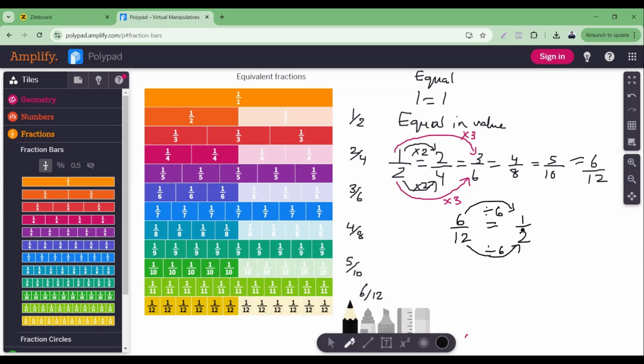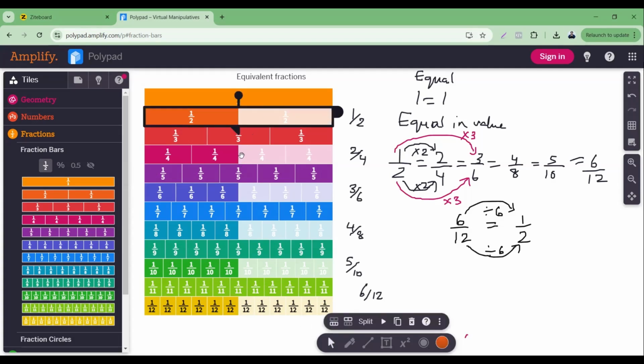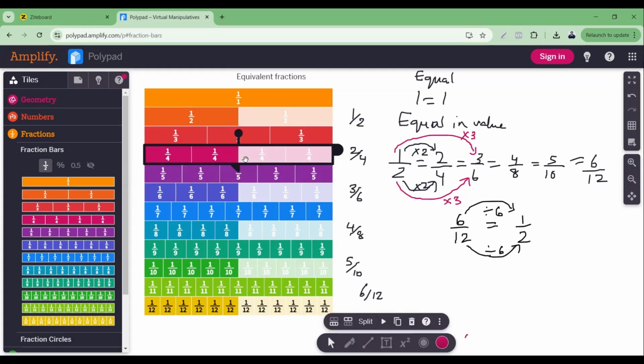So how do we obtain equivalent fractions? That is by dividing or multiplying the same number from the numerator and denominator. What is the meaning of this multiplication? Let me tell you what the meaning is. So now we have this 1/2, right? 1/2 and this 2/4. What is the meaning of multiplying by 2?